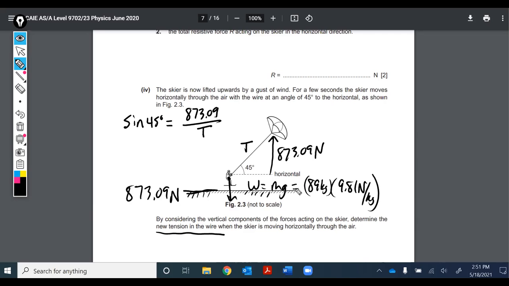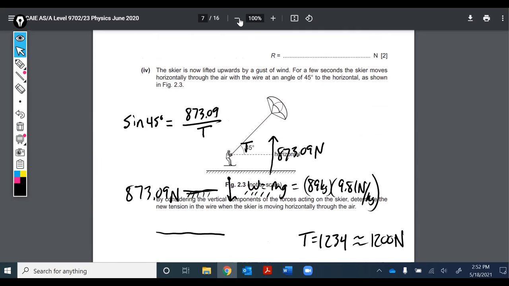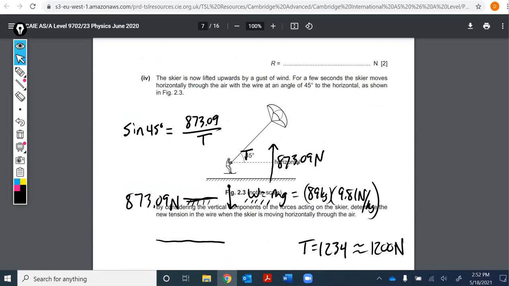I get something that doesn't seem very reasonable. Let me check it again. 873.09 divided by sine of 45 equals. I get a tension of 1, 2, 3, 4, 0.7, so you'd probably just round that to 1,200 newtons of force. And there we've got a good old dynamics calculation.